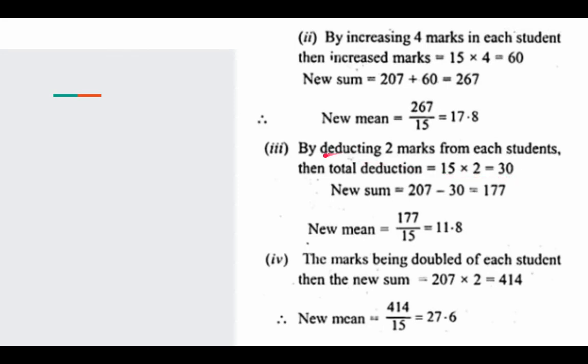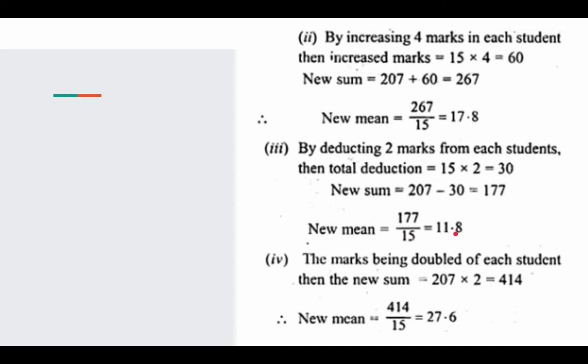Now in deducting or reducing, what do you do? Minus. So subtract that. This was the initial sum of all observations in the first part, 207, minus 30, which comes out 177. But will it change the number of students? No, it will still remain the same. So it comes out 177 upon 15, which on solving gives 11.8.